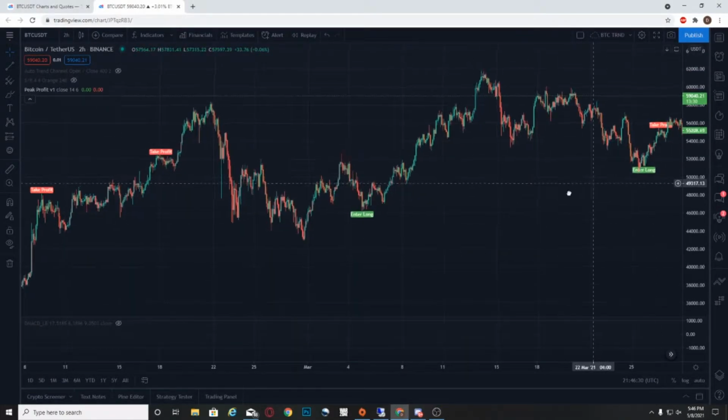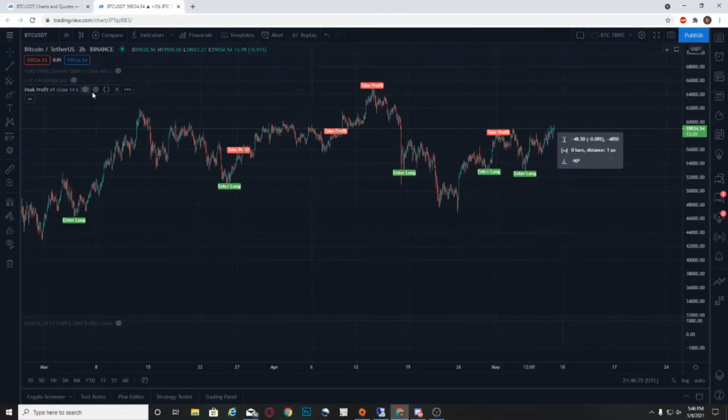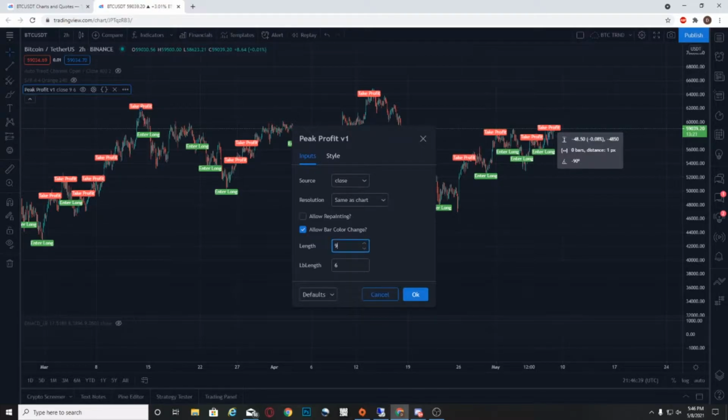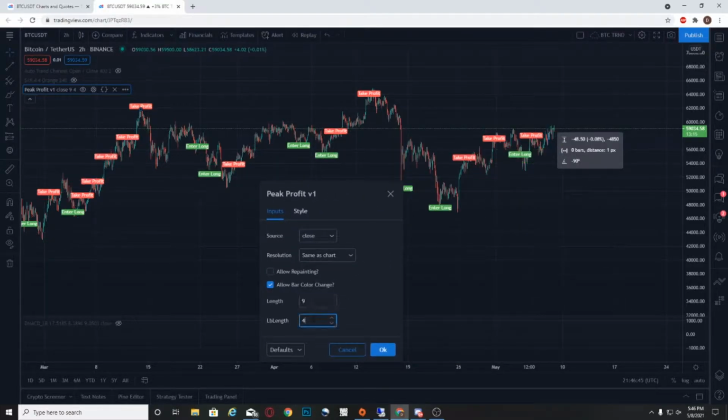Going on? It's going to be a quick video on how to optimize your indicator. To begin, the default length is going to be 9 and 4. So these two parameters here are going to change when it signals.